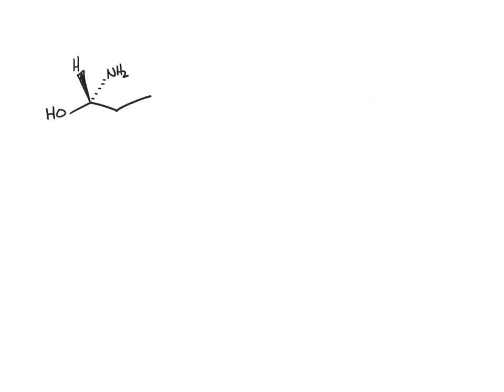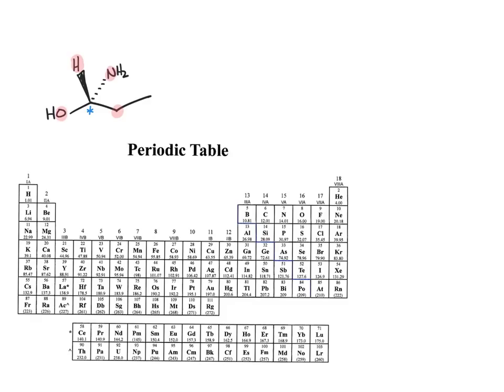Let's do another example here. We have our chiral center. Identify the atoms directly attached. We have an oxygen, hydrogen, nitrogen, and carbon. Once again, for reference, let's look at the periodic table. And based on the atomic numbers of these things, oxygen is our highest atomic numbered atom, atomic number 8. So that will be priority 1.